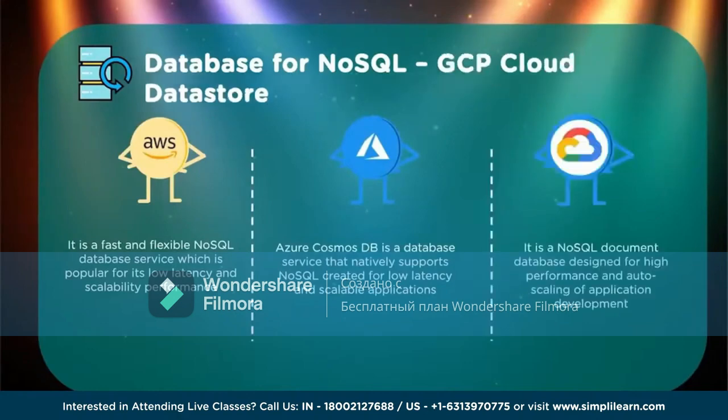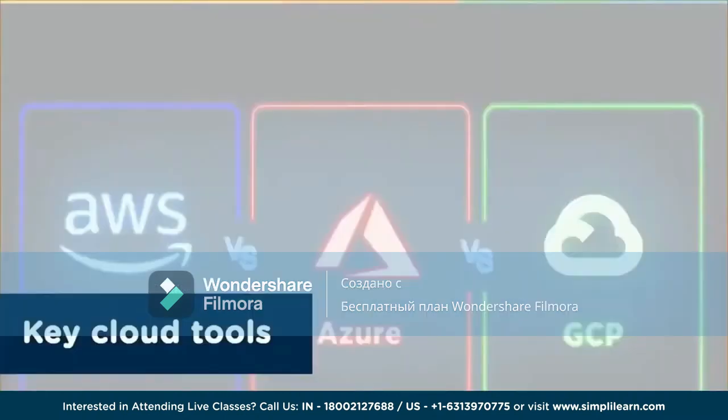GCP Cloud Data Store is a NoSQL database service offered by Google on the GCP. It handles replication and scales automatically to your application's load. With Cloud Data Store's interface, data can easily be accessed by any deployment target. Now let's talk about the key cloud tools for each of these service providers.